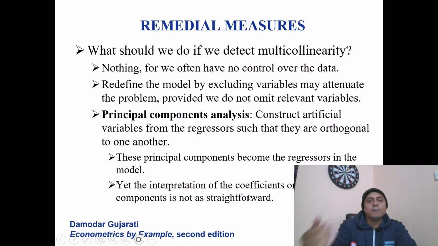What are the remedial measures in this case? The first remedial measure is to do nothing, check the data. The next one is to redefine the model by excluding the highly correlated independent variable. To do that, you can always refer to principal component analysis. In this particular video, we are not covering principal component analysis.